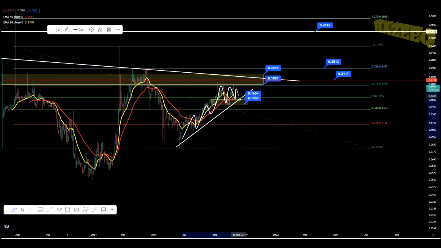Sooner or later, we're going to have a breakout because you're going to be squeezed down in between these two support and resistance lines. Then you're going to have a breakout, and I think the breakout is going to be pretty strong. It may take us straight to 34 cents, and we may get a little rejection from that level, find support at the 0.786, which is at 25 cents, and then have that next move up.